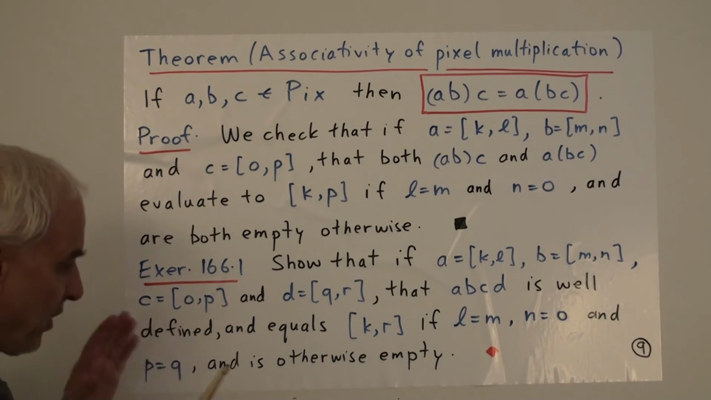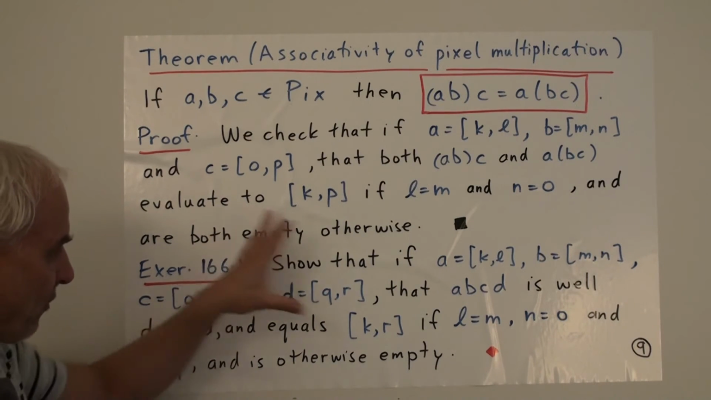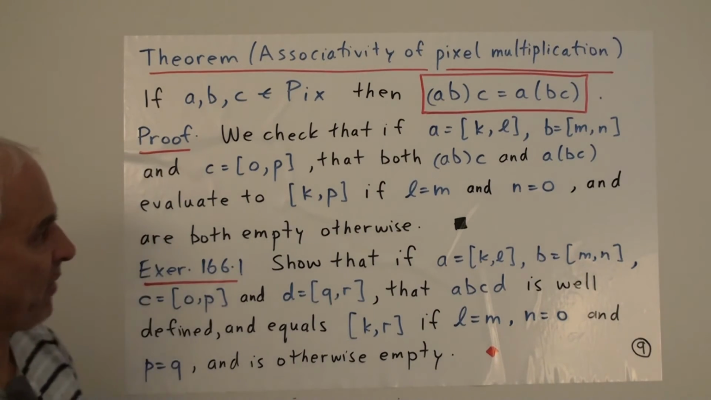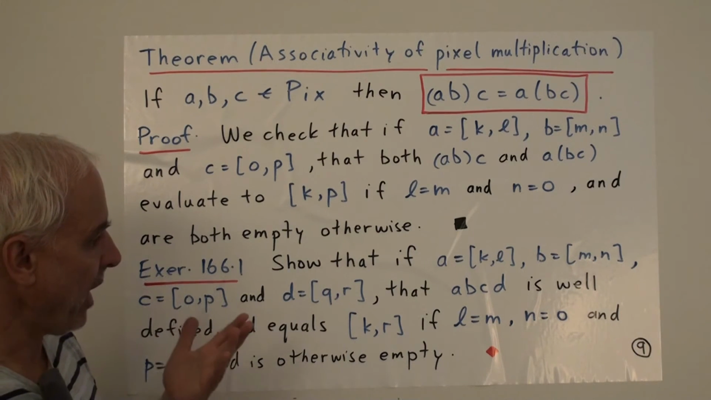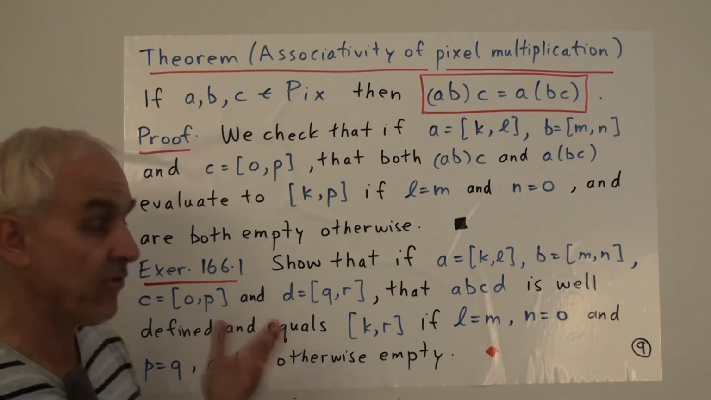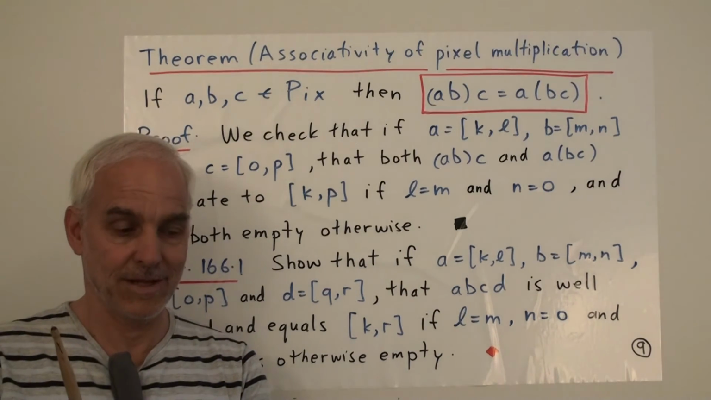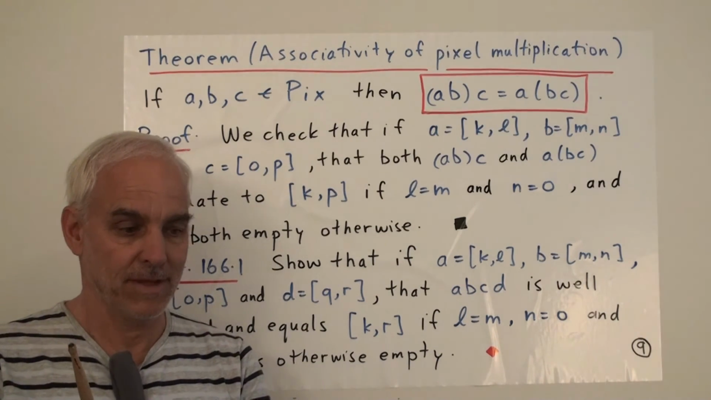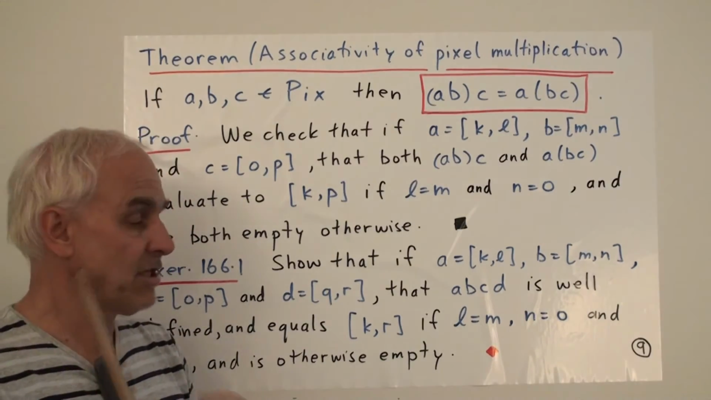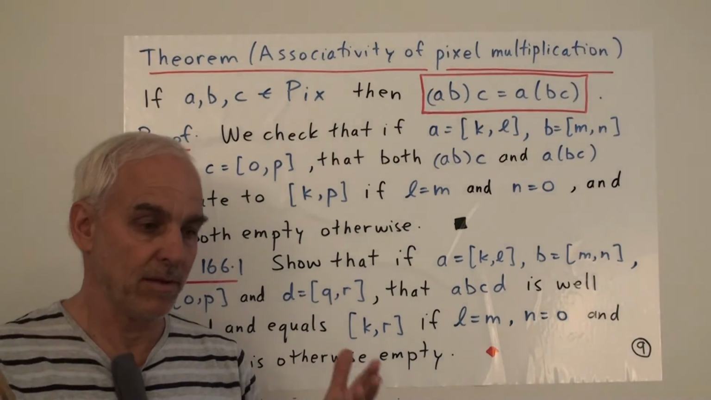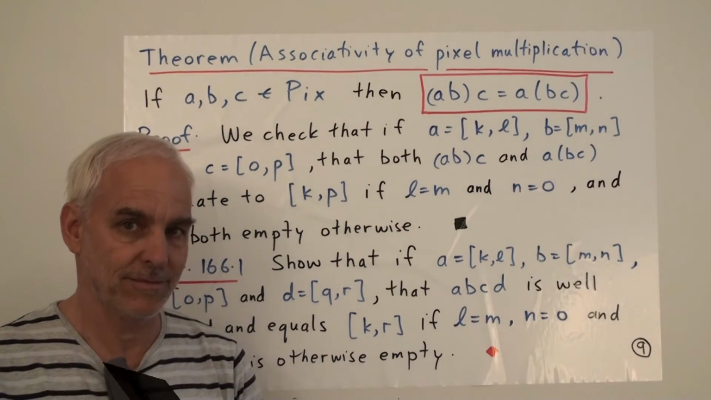So it takes some thinking to work through this argument. Please give this some thought and convince yourself that this is reasonable and that we really have this associativity at the level of pixels. Okay, very important. It's this associativity of pixel multiplication which really drives the entire structure in some sense.